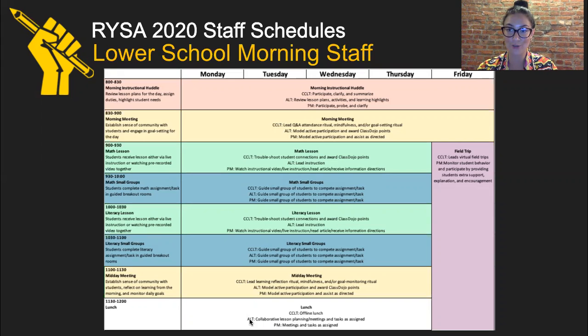From 11:30 until 12, the academic lead teacher is conducting collaborative lesson planning and meetings and tasks as assigned. That could mean collaborative lesson planning with, in this case, the other lower school teachers, or with arts teachers, the SEL teacher, or digital literacy / computer class teacher. Meetings might include team meetings with fellow academic lead teachers or one-on-one meetings with myself. The peer mentors at this time are also in meetings and tasks as assigned.